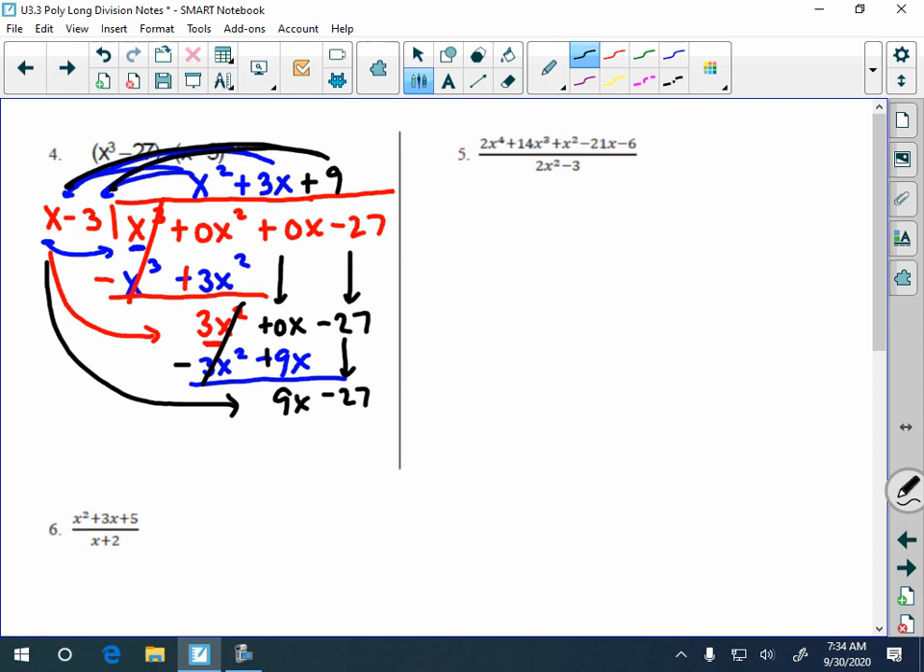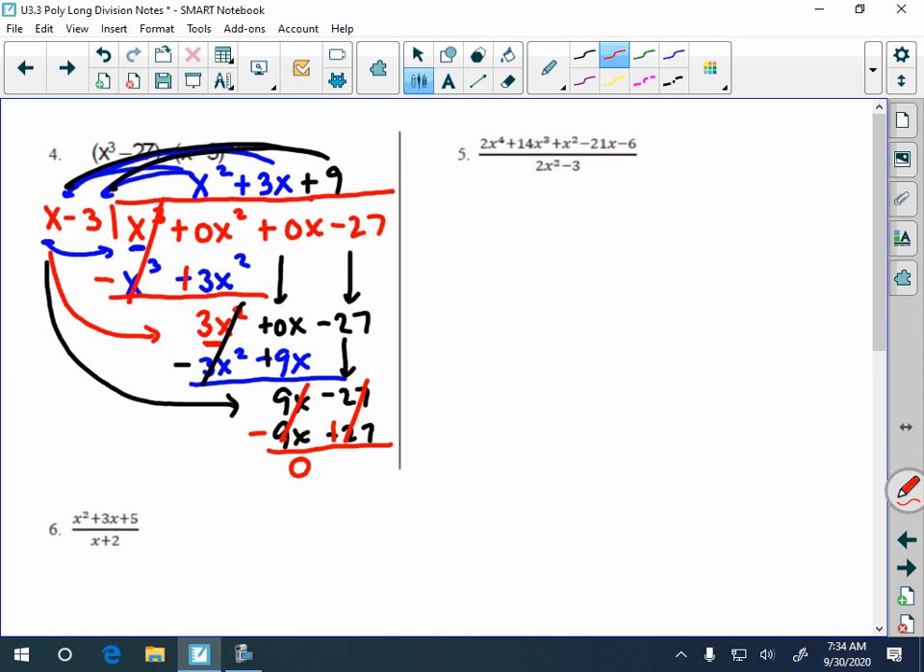See, I keep drawing those arrows over to remind myself to distribute. So 9 times x is 9x. 9 times negative 3 is negative 27. Draw a line underneath. Change both signs to their opposites. Add down. That's 0. And that's 0 also.